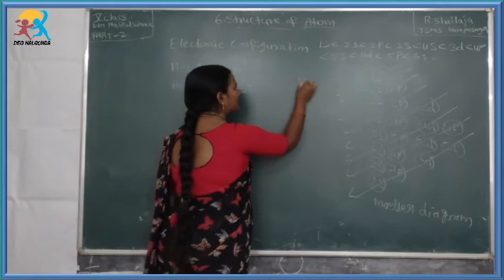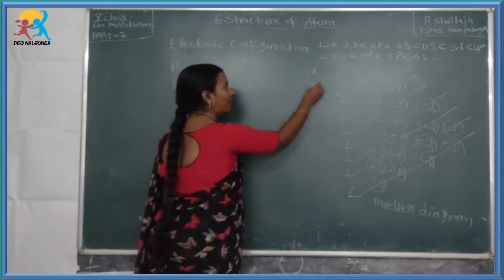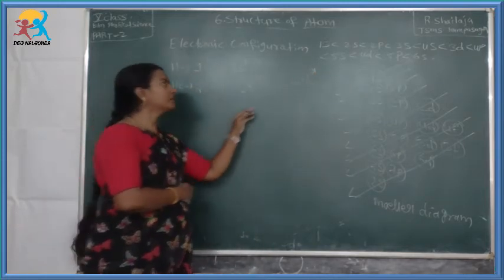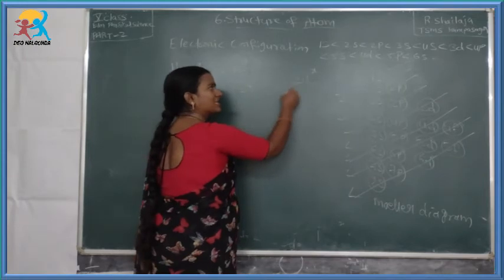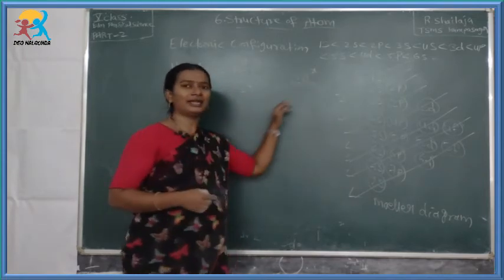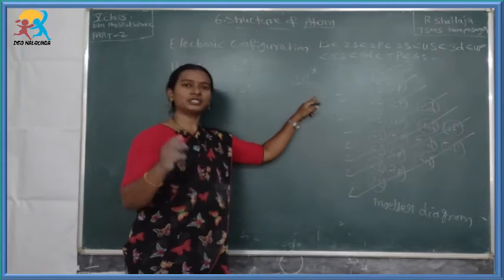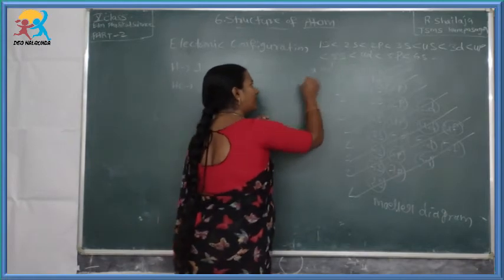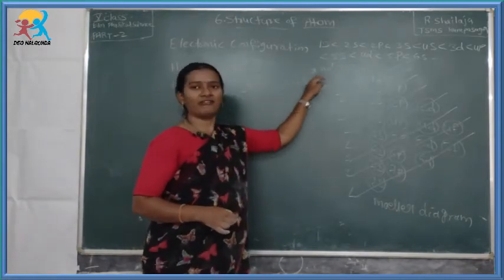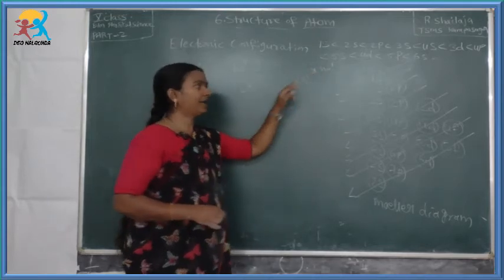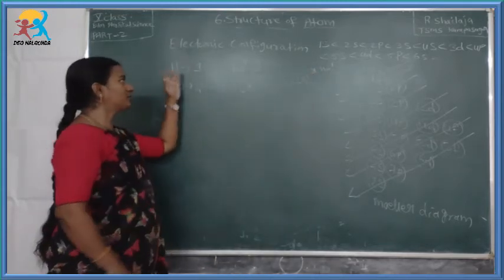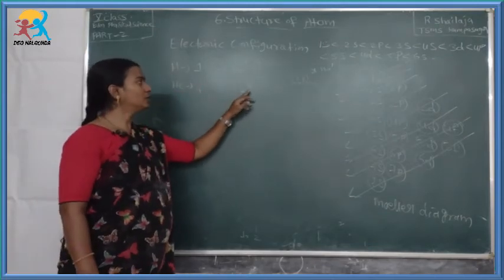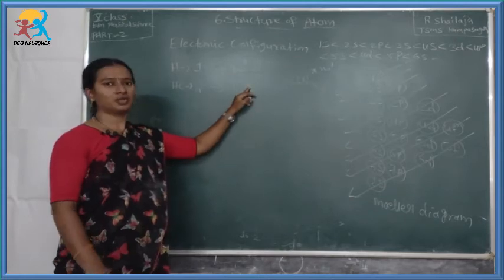Okay, the nlx method: n is the shell number, l is the shape of the orbital and x is the number of electrons in the orbital. n is the shell number, the principal quantum number, l is the azimuthal quantum number. The azimuthal quantum number represents the shape of the orbital, s or p or d. And x is the number of electrons in that particular orbital. Here hydrogen is 1, written as 1s1, and next helium has 2, 1s2. The first shell s orbital has 2 electrons.